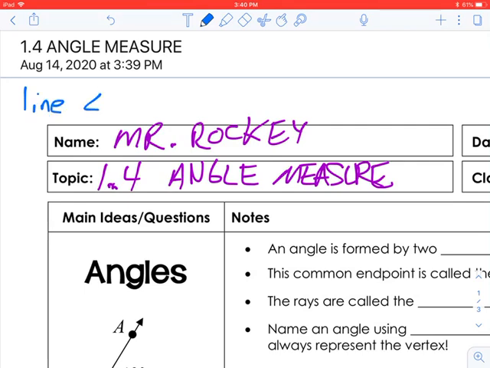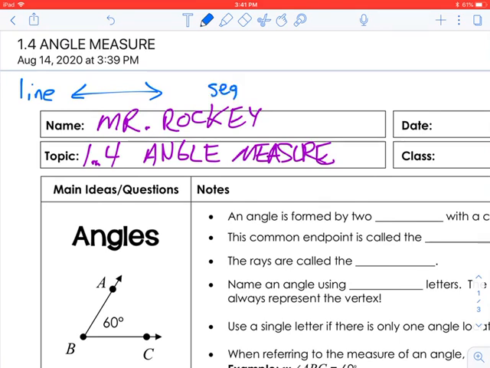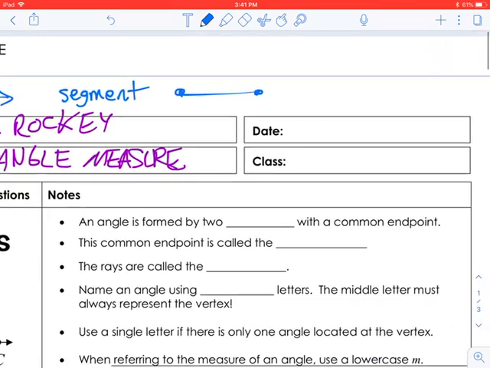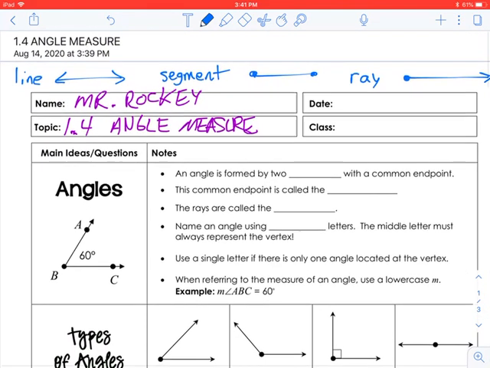A line, a straight line like this, goes forever in both directions. A segment is the same thing as a line, but it has two endpoints. And then what we're talking about today with angles is a ray. Rays have a point and then go forever in the other direction. So a ray has one endpoint and then goes forever in the opposite direction.